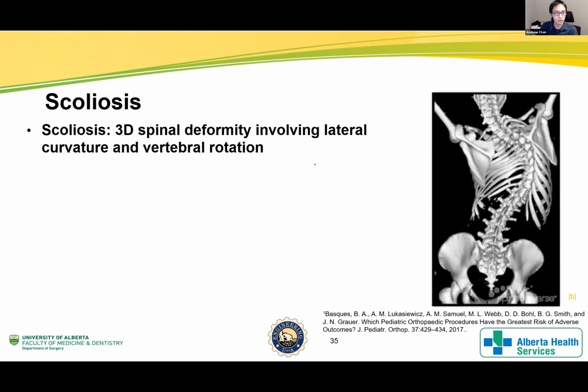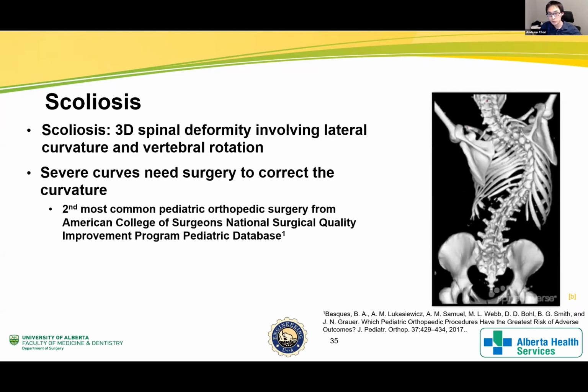There you go. So scoliosis is a three-dimensional spinal deformity, as Jason said. And I really like this picture because it shows how severe the deformity can get, even in adolescent idiopathic scoliosis, which is the most common form. So these patients would typically need surgery to correct their curvature. It's a relatively common surgery, being the second most common pediatric orthopedic surgery from a major US database.